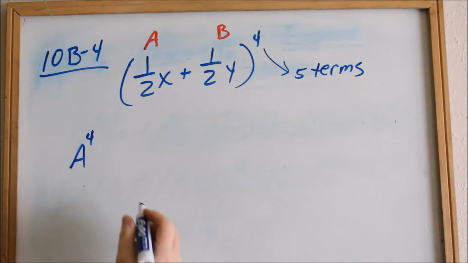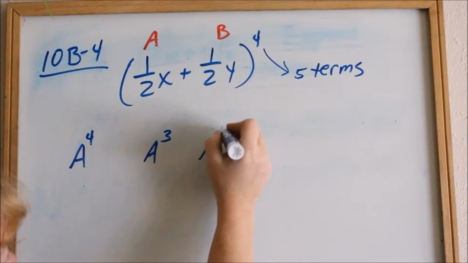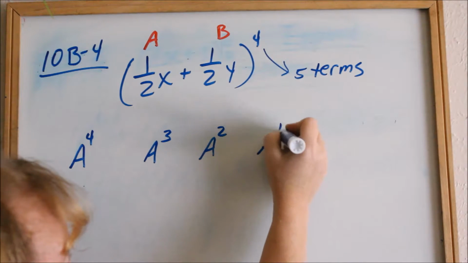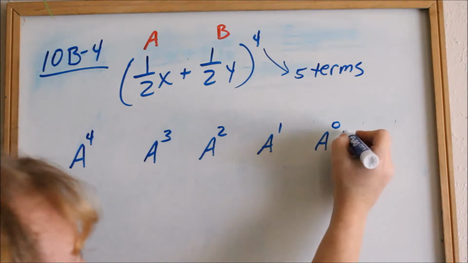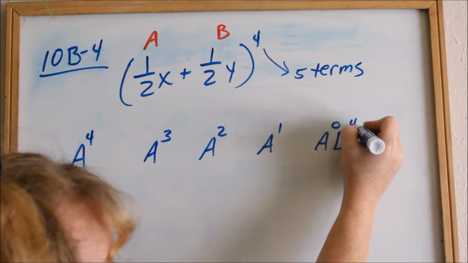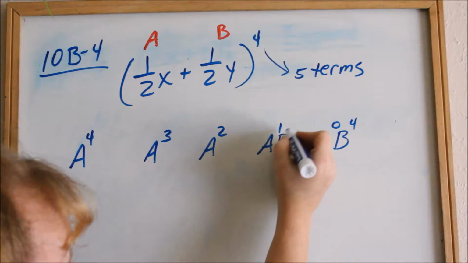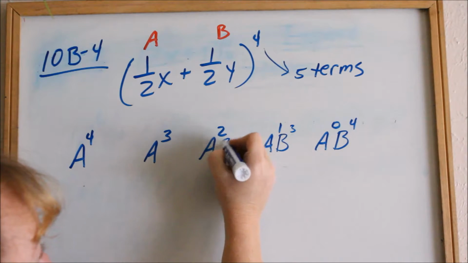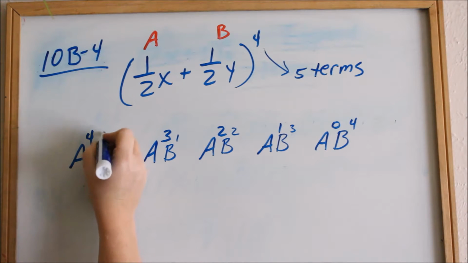Now our A's will count down: A cubed, A squared, A to the 1st, A to the 0. Our B's will count backwards. Our highest B will be to the 4th because that's the 4th power. Then we count backwards: B cubed, B squared, B to the 1st, B to the 0.